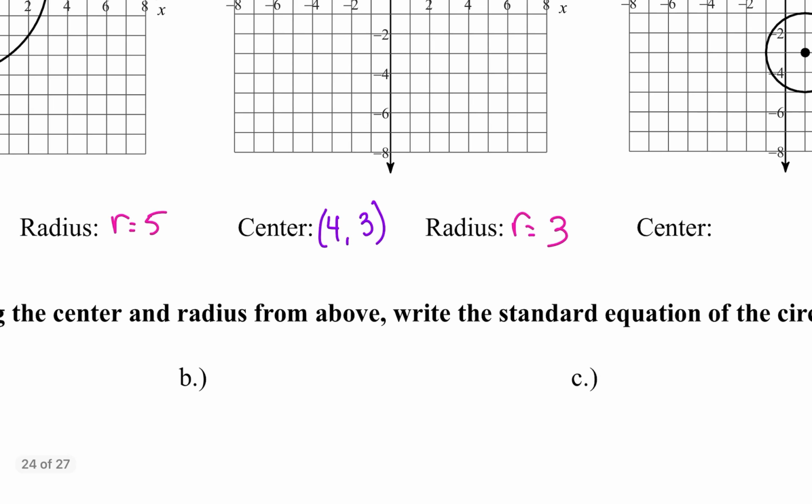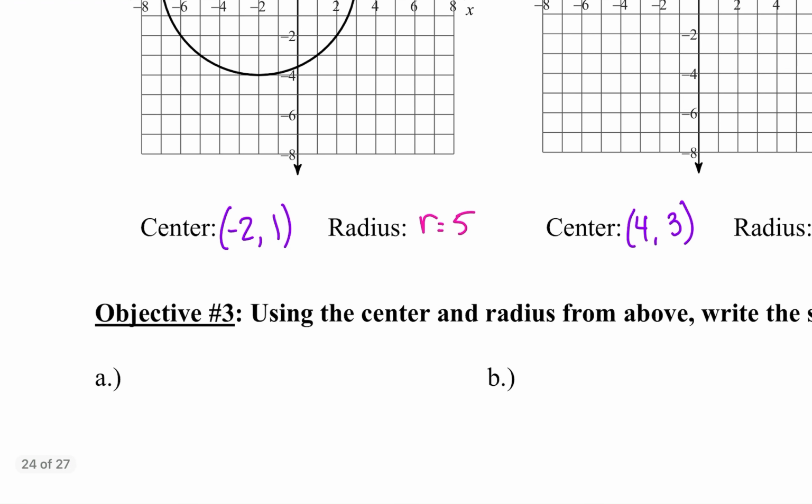All right, here it says, using the center and the radius from above, let's write the standard equation of a circle. So we're going to take this that they gave us and turn it into that equation of a circle. Being mindful that we wrote that up top. The equation of a circle is x minus h squared plus y minus k squared equals r squared. So all we're doing is plugging in our pieces here.